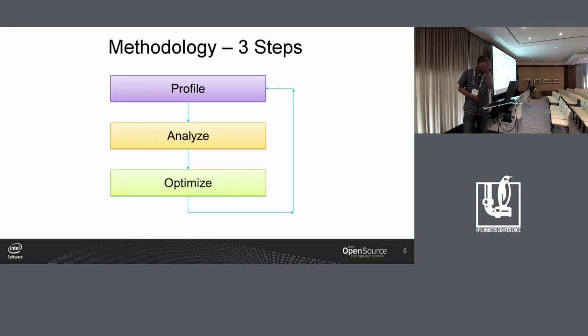Here we will talk about the methodology. I think everybody knows this. It has 3 steps. The first one is profiling, where we need to measure the data. Then we do the analyzing to find the hotspots, and then the optimization. This is a recursive process. We optimize one point, then do the next, and the next, until we meet the target.